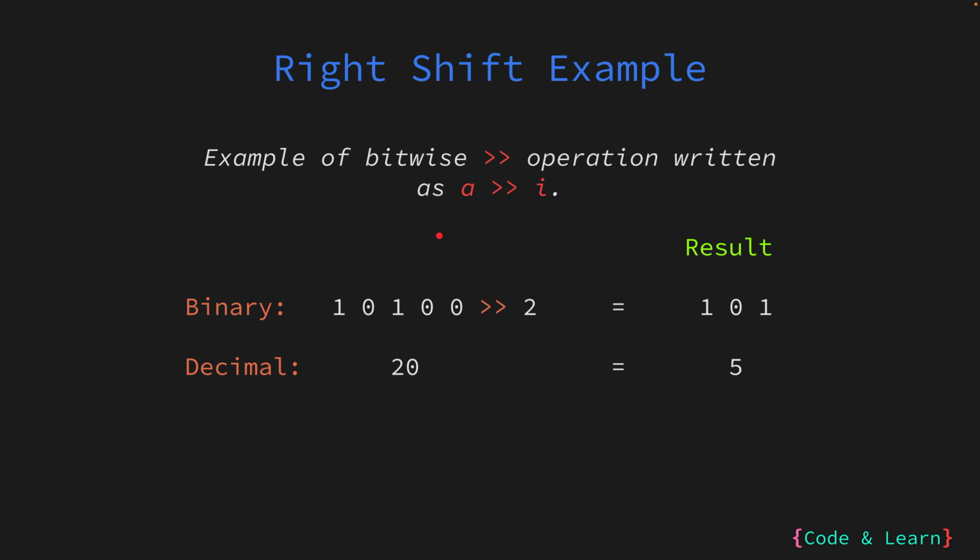Here we have another example of a right shift operation. We have the decimal number 20. The binary representation of 20 is 10100. Then we are shifting the number by 2 bits, which will effectively remove the last 2 bits of this number and result in 101, which is decimal 5. So you can see it is equal to 20 being divided by 2 raised to power 2, that is 4, which leads us to 5.